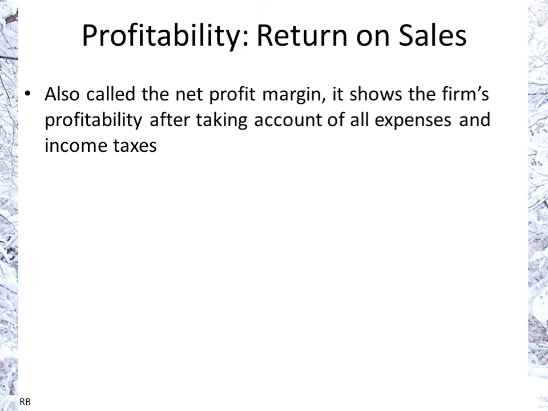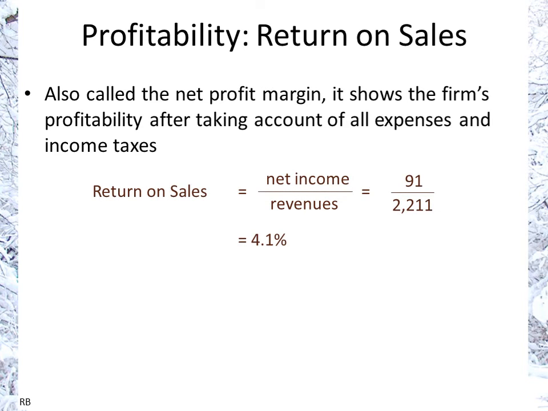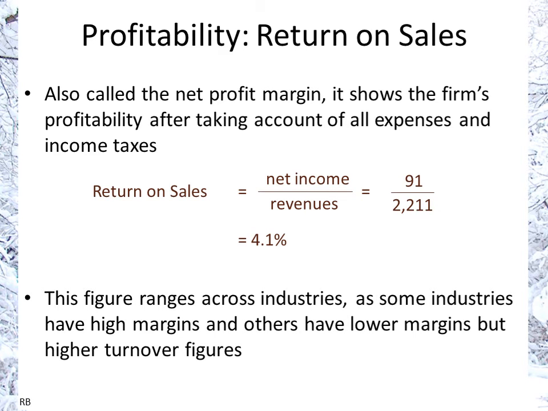Now the return on sales or net profit margin or profit margin, it tells us how much profitability the company has after taking into account all expenses and income taxes. So it's just the net income over the sales revenues. So here we have 4.1%. Again, this is non-standard. It depends on the industry that we're talking about. So some industries have very high margins, some industries have relatively or very low margins. And those with lower margins tend to have higher turnover figures, so they turn things over a lot, and those with higher margins tend to turn things over a bit slower.